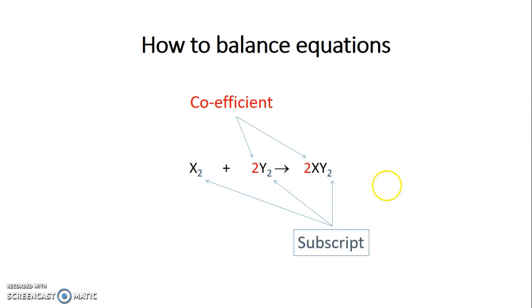The second thing I think is really important to know is the difference between coefficients and subscripts. So these numbers up the front here, right, are the number of the entire molecule, right? So that's saying there's two Y2s. This one is saying that there are two XY2s. This absence of a number is saying that there's one X2, right? Again, if it doesn't have a number, it means there's a 1.